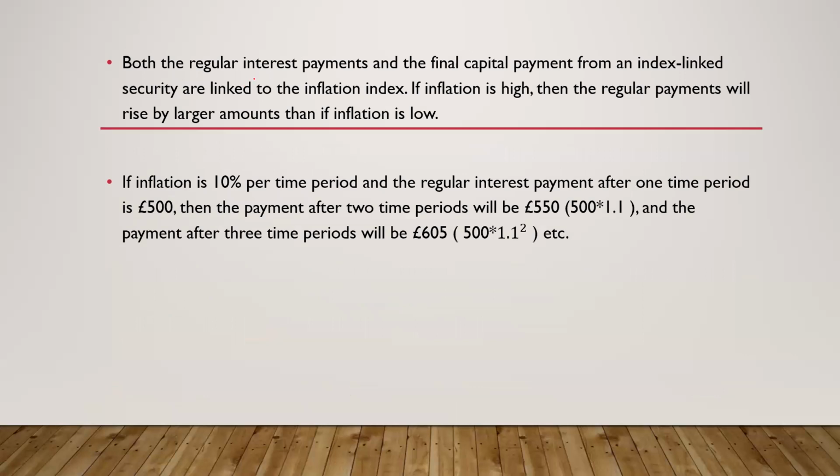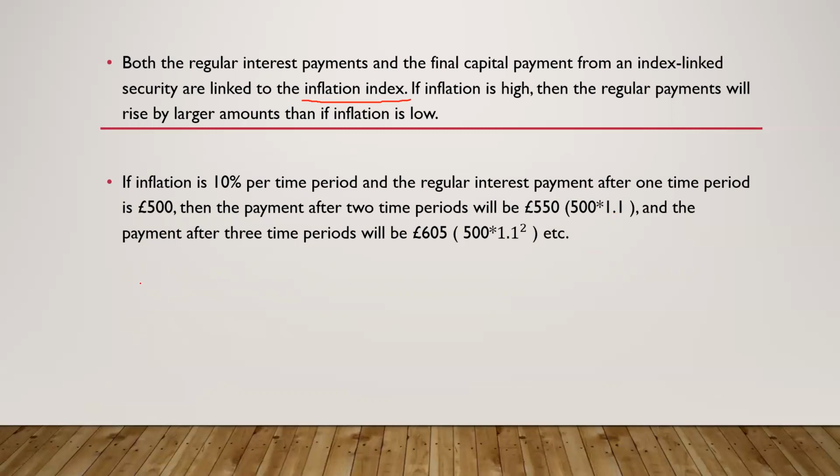Both the regular interest payments and the final capital payment from an index-linked security are linked to the inflation index, okay, which is real-time based information. So if inflation is high, then the regular payments will rise by larger amounts than if inflation is low. Now, if inflation is 10% per time period and the regular interest payment after one time period is 500, the payment after two time periods will be 550. That is 500 into 1.1.